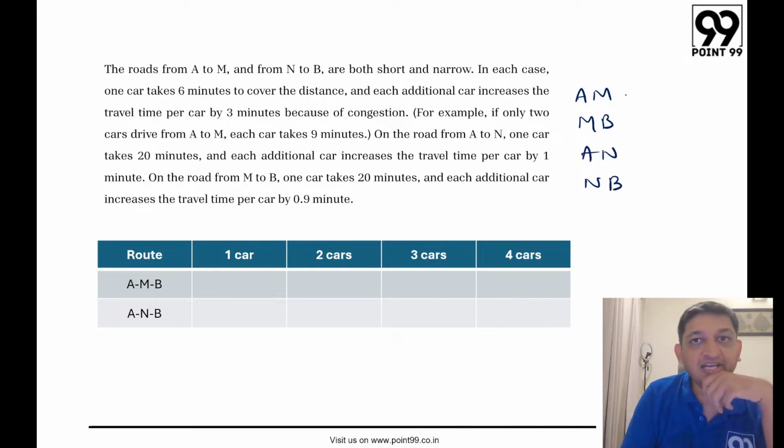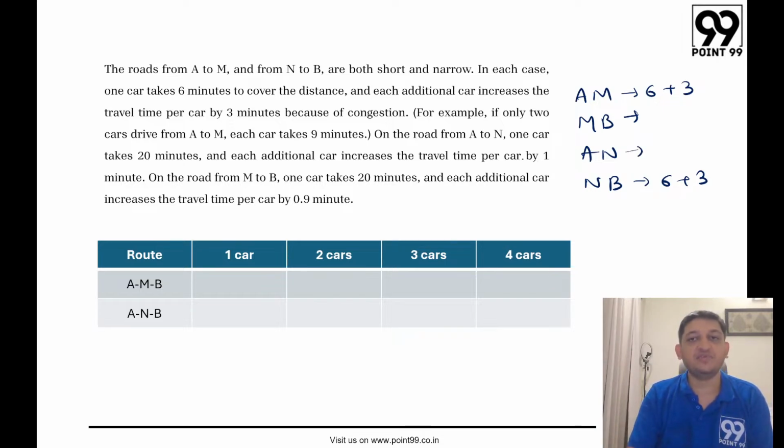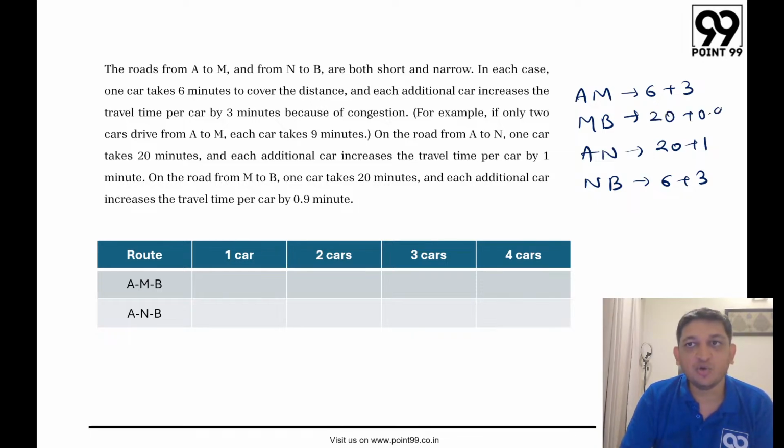A to M में क्या बोला गया है? One car takes 6 minutes and additional cars take 3 minutes each. So एक car will take 6, two cars will take 9, three cars will take 12, four cars will take 15. Same thing is for N to B as well. 6 plus 3 का ही form. What about M to B? या A to N, सॉरी, A to N के अंदर one car is 20 and additional is 1, so 20 plus 1 होगा. And M to B में one car takes 20 and additional car is 0.9. ये दिया हुआ है, right?